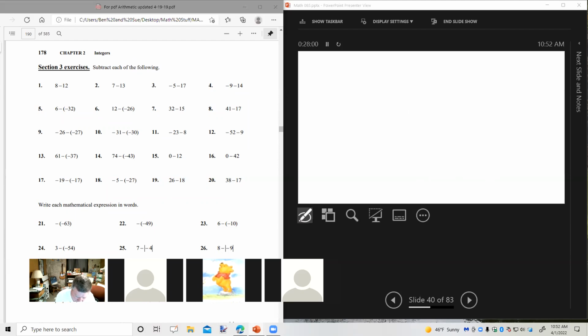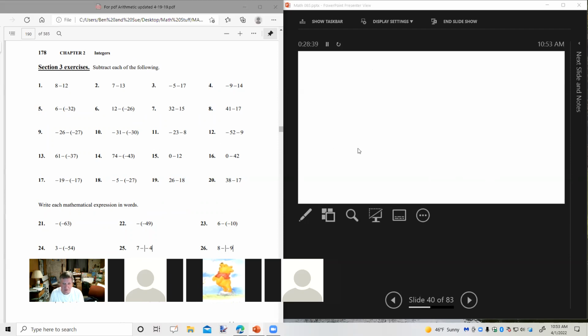Okay, let's take a look at problem number 8, 41 minus 17. Here we're subtracting a smaller number from a larger number. So we could go through all of this, but 41 minus 17, there's nothing unusual about that. We can just use the subtraction that we always do. Let's see, I've got to borrow and carry. 11 minus 7 is 4. 3 minus 1 is 2. 41 minus 17 is 24. Any questions about that example?